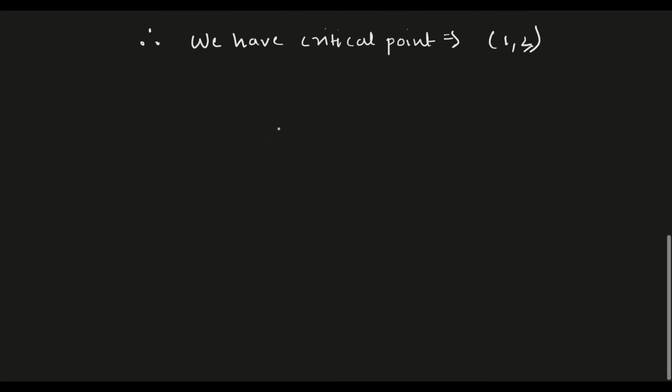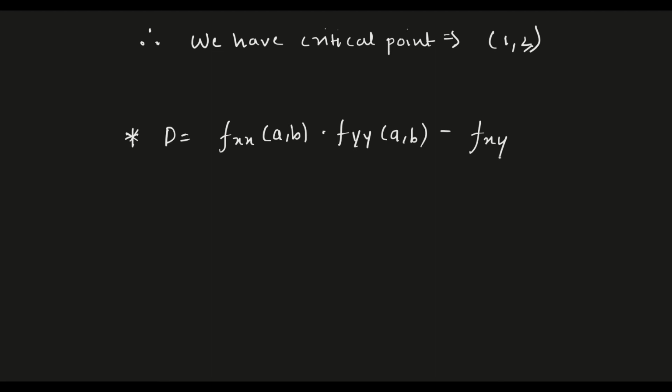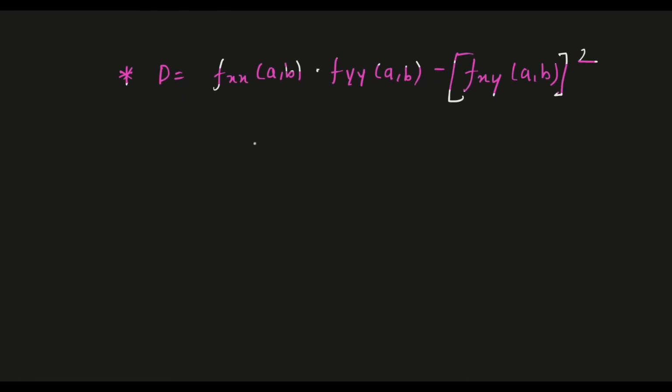Now to find whether the critical point is local maxima, minima, or neither, we first have to find D. To find D, we use the formula: f double derivative x at the point, times f double derivative y at the point, minus f of b squared. We have this as our formula. Using this formula we proceed further.